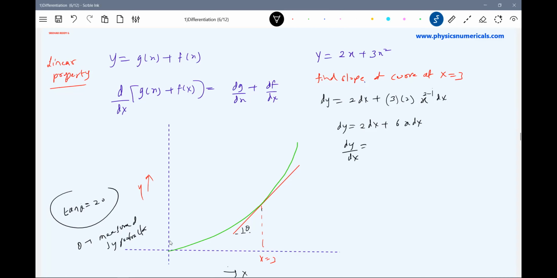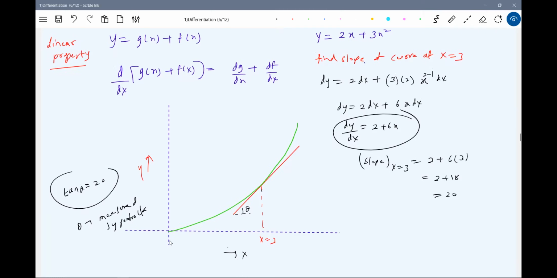So what is the value of dy by dx? Equal to 2 plus 6x. At x equal to 3, the slope at x equal to 3: what shall I write? 2 plus 6 into 3. This will be 18, 20. Or else draw a curve, then corresponding to x equal to 3, draw a tangent. Then measure theta, and tan theta will give you the slope.